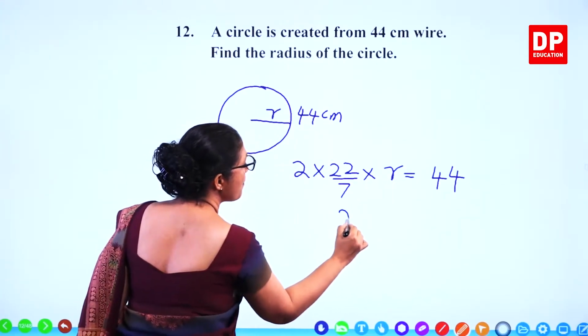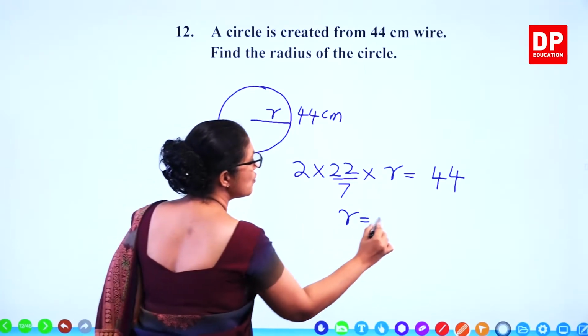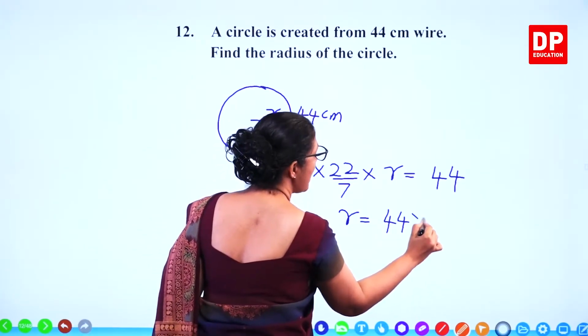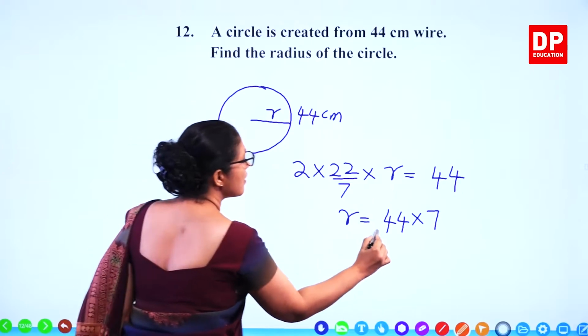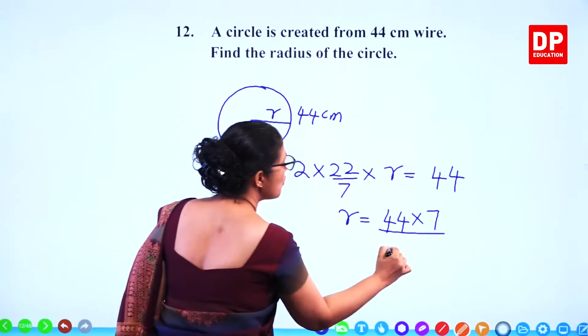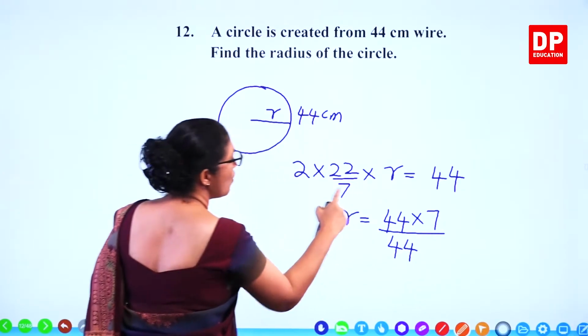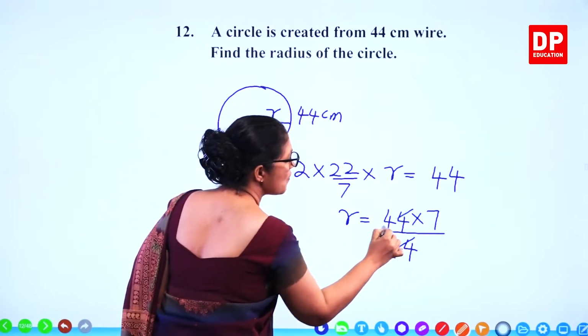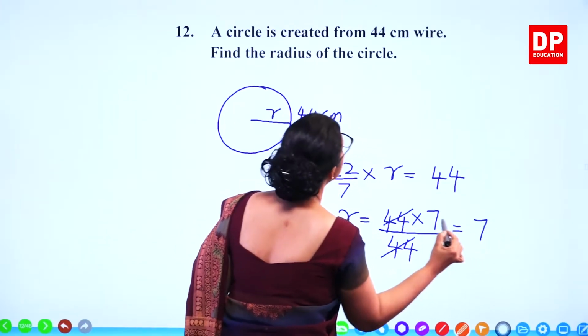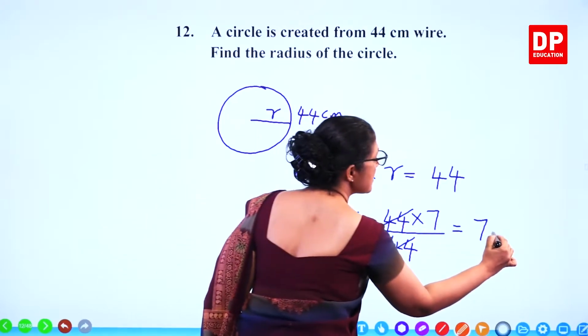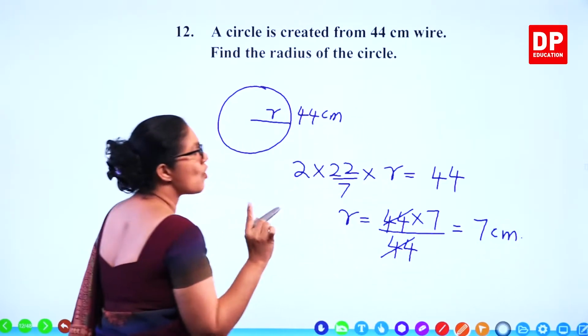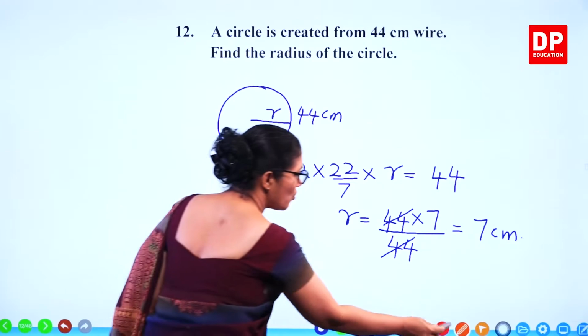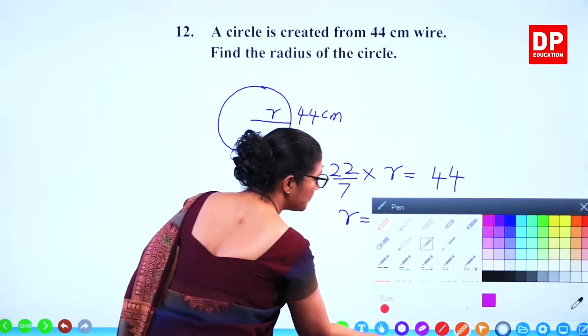So what's r? R is equal to 44 times 7 divided by 2 times 22, that's 44. Here, 44 and this one get cancelled out. You get 7 centimeters is the radius of the circle. So you get 2 marks for that.